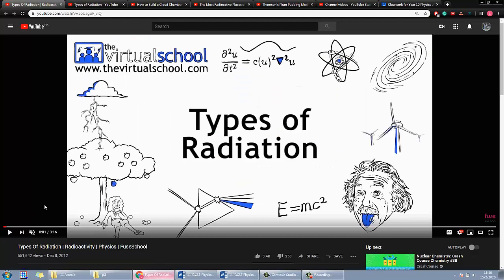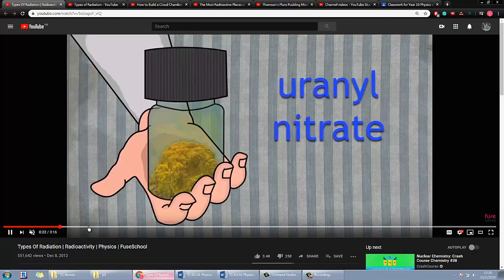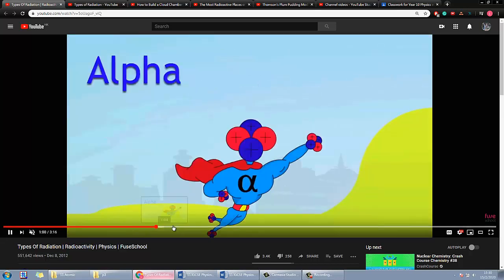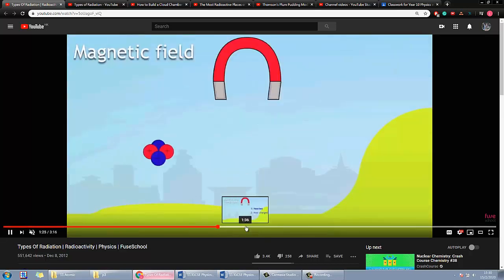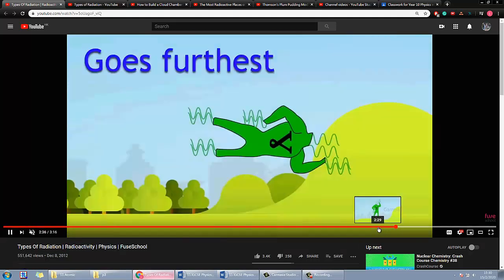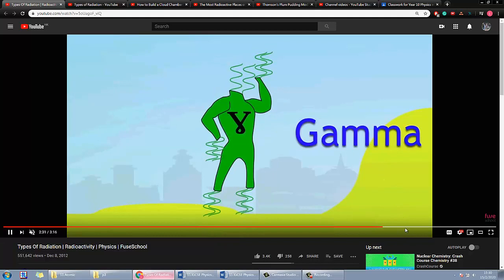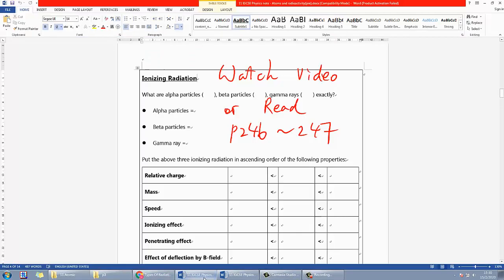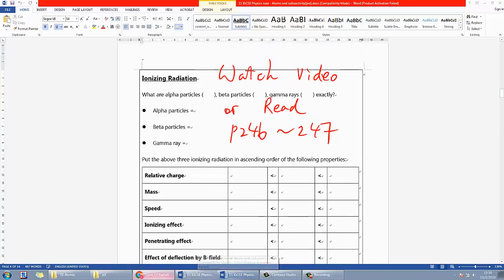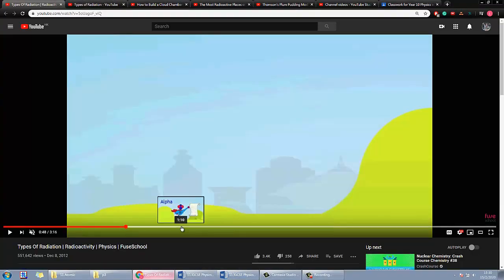So one will be this one, basically telling you the three kinds of radiation and the history of how we found them out. Apparently one is called alpha, the second kind is called beta, and the third kind is called gamma. Okay, so try to read, and that would give you hints for doing this table mainly. And also this is just an animation, right?